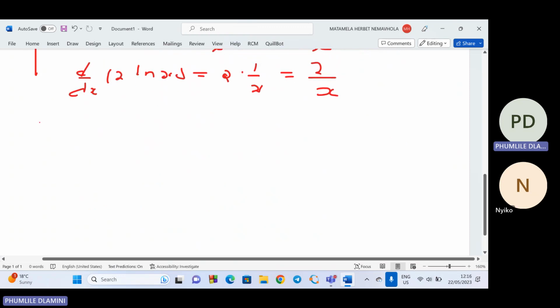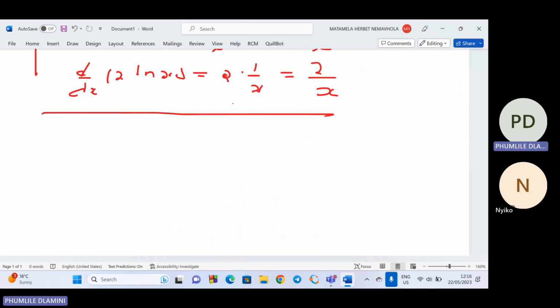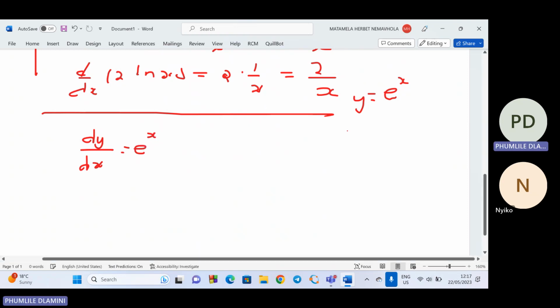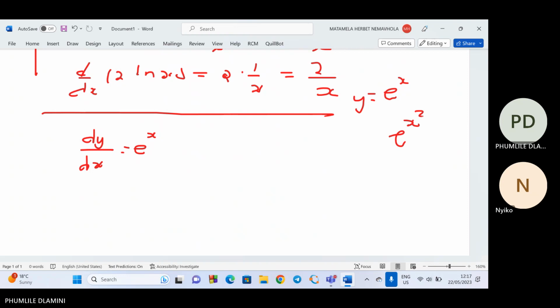So we're going to move to e to the power x. If we are differentiating e to the power x, dy over dx of e to the power x equals e to the power x. It does not change. When we differentiate the power x, it becomes 1, so that's why we just write e to the power x.